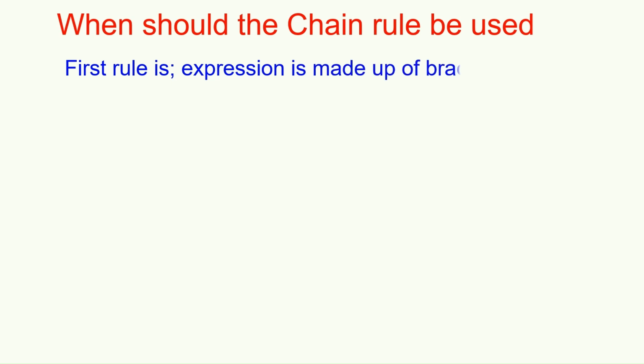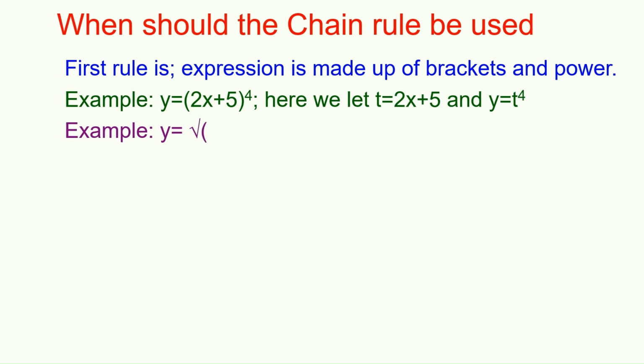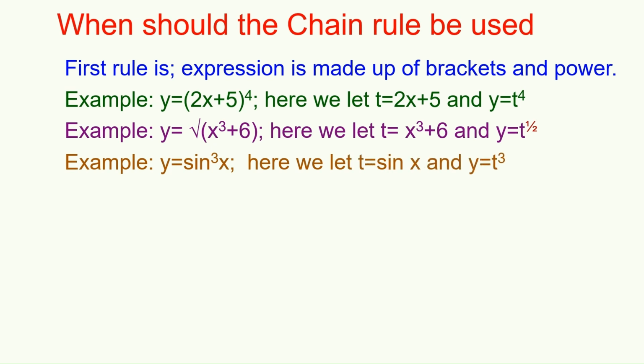When should the chain rule be used? First, if the expression is made up of brackets and a power. For example, y equals (2x plus 5) to the power of 4; here we let t equals 2x plus 5, and y equals t to the power of 4. Next, for example, y equals the square root of (x to the power of 3 plus 6); here we let t equals x to the power of 3 plus 6 and y equals t to the power of 1/2.